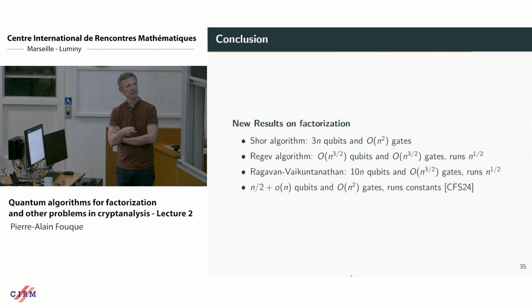And lastly, last year, and this year it will be published, we have a new algorithm where the number of qubits is reduced. So we go from 3n qubits to n/2 plus a little bit. Maybe I will explain it to you. The number of gates is exactly the same, n cubed. And the number of runs for our algorithm is constant. Okay, so it's 40 or 50.